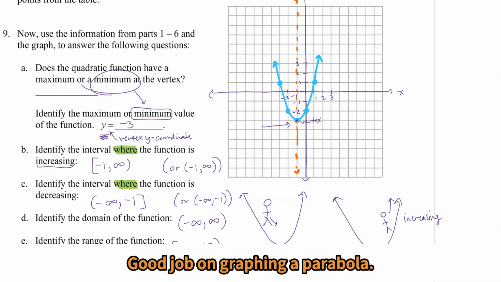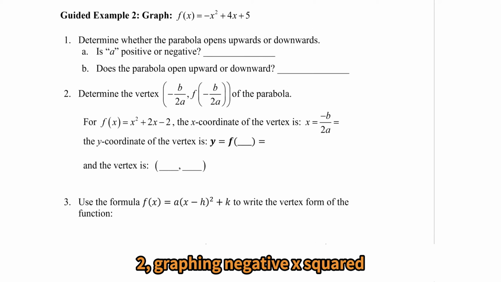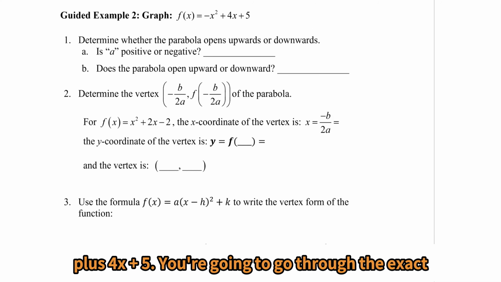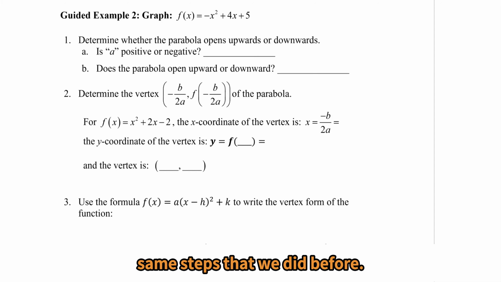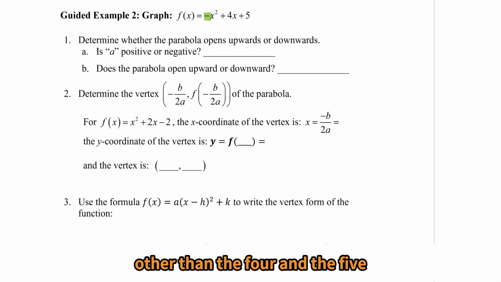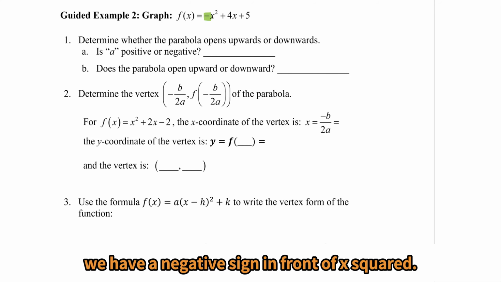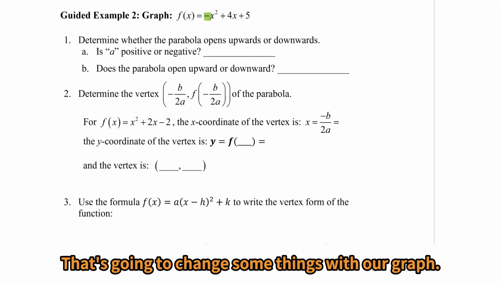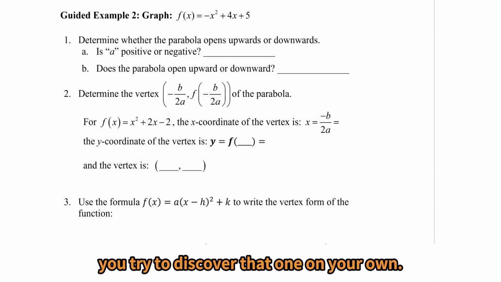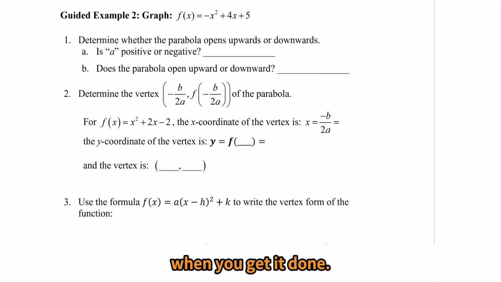Good job on graphing your parabola. Try on your own the guided example 2, graphing -x² plus 4x plus 5. You're going to go through the exact same steps that we did before. The biggest difference in this graph, other than the 4 and the 5 instead of the 2 and the -2, is we have a negative sign in front of x². That's going to change some things with our graph, but I'm going to let you try to discover that one on your own and come back and check on the OneNote when you get it done.